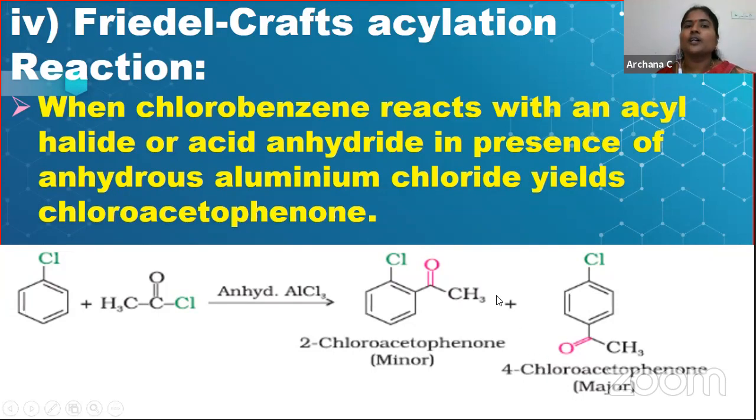So this is about Friedel-Crafts acylation. Here, which is the electrophile? The acyl chloride, when taken, gives the electrophile: CH3, C double bond O plus is the electrophile. Which electrophile is generated here? The acylium ion, CH3, C double bond O plus. That electrophile attacks at the ortho and para positions. This is called the Friedel-Crafts acylation reaction.